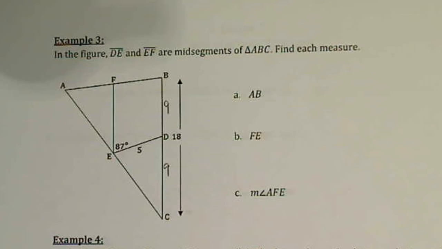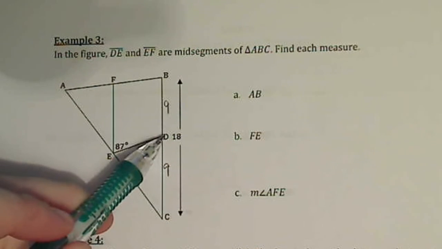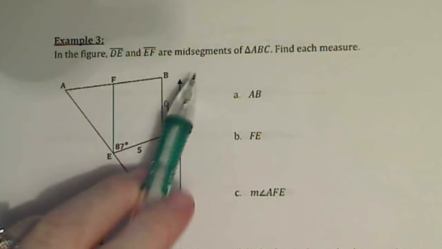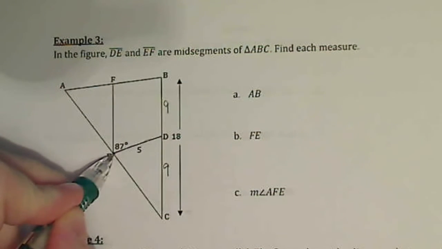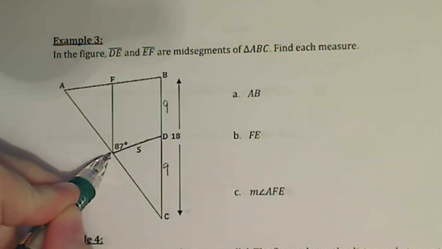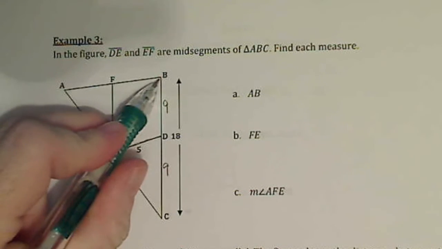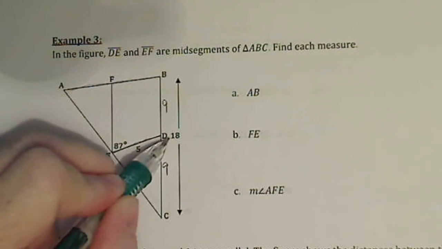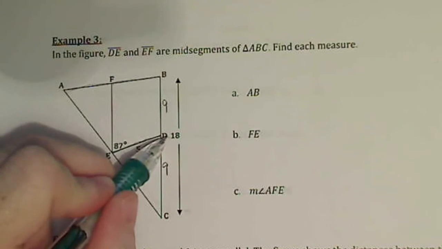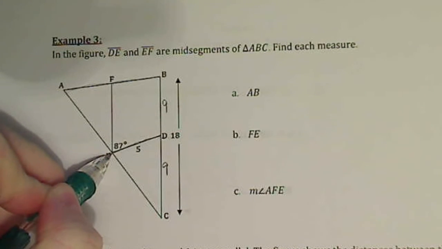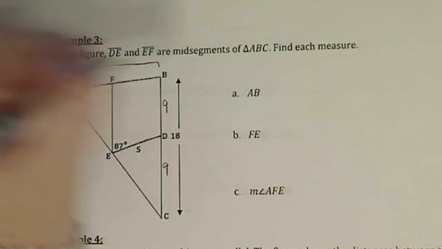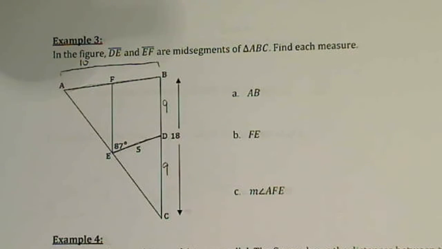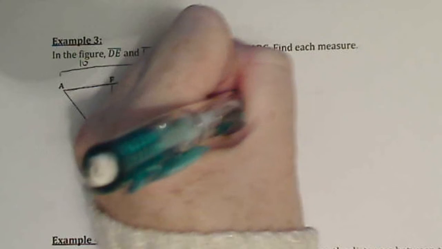Okay? The mid-segment theorem says that if these are mid-segments, which it is, then these mid-segments here are half the length. So ED is 1/2 of AB. So if ED is 5, how long is AB? AB is going to be 10.